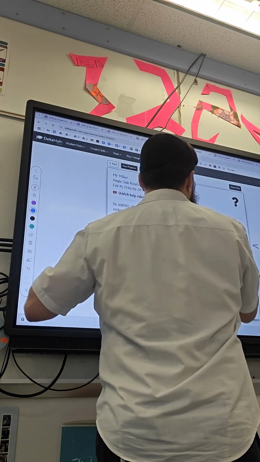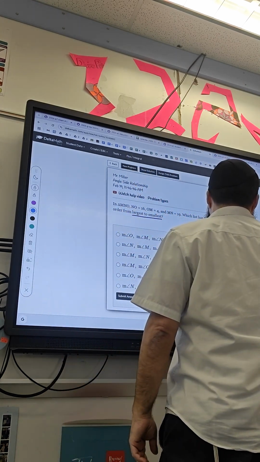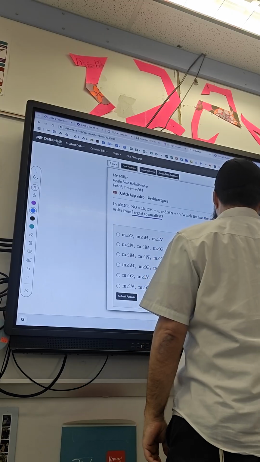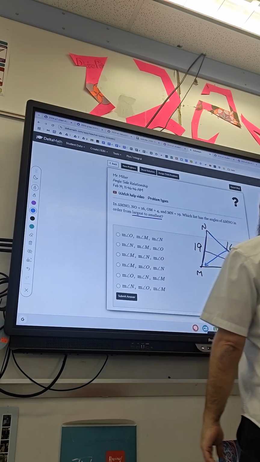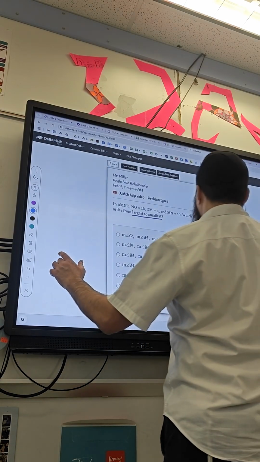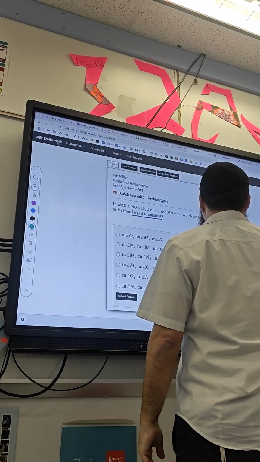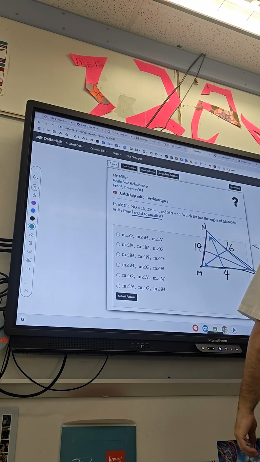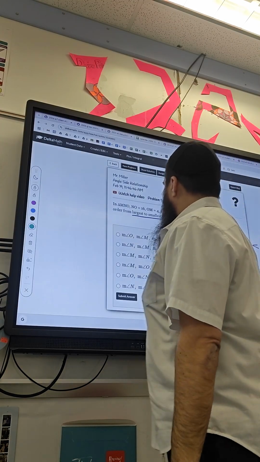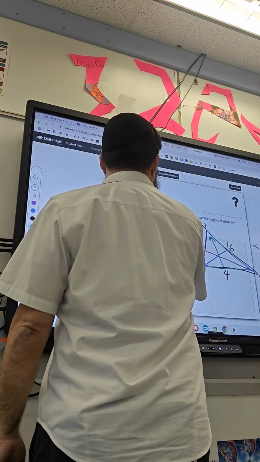The next biggest is the 16. 16 is across from angle M. So that's the next biggest. And then, of course, the smallest side is 4, which is across from angle N. So OMN. So this is it.